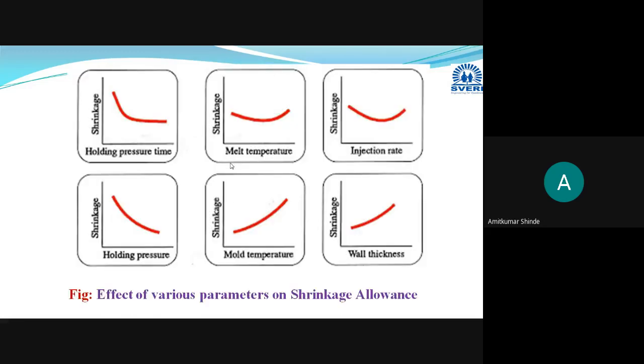Now, there are certain parameters. In this you have to explain shrinkage allowance. During the solidification and cooling process, some reduction in the size will occur, which is termed as shrinkage, and the allowance provided to compensate for it is termed as shrinkage allowance. Now, this shrinkage allowance in your plastic material depends on these factors.